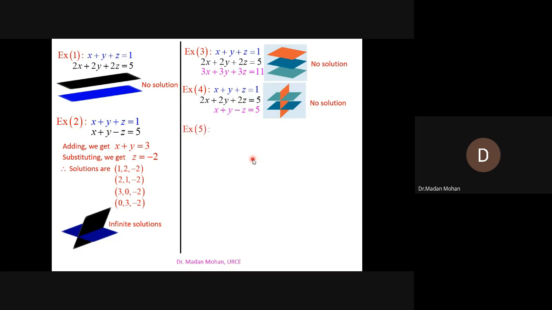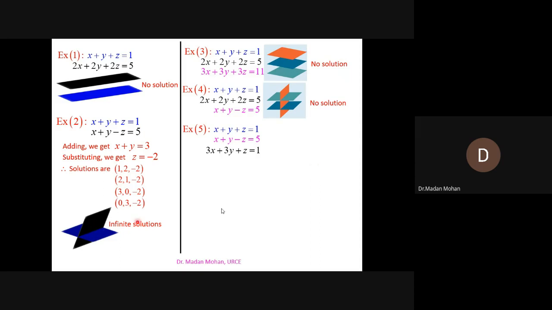The next one, x plus y plus z equal to 1. The first is same. The second is x plus y minus z equal to 5. I am taking the second example, please, now. But I am adding one more equation to this: 3x plus 3y plus z equal to 1. Now, what happens to this?